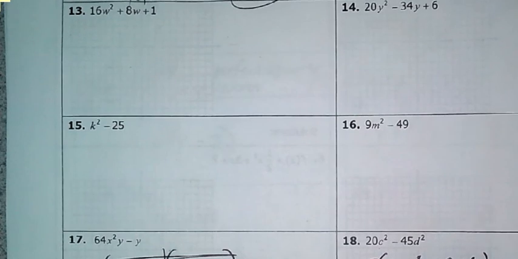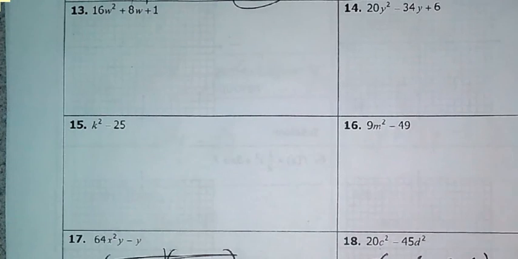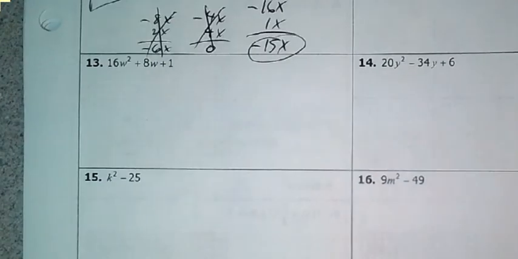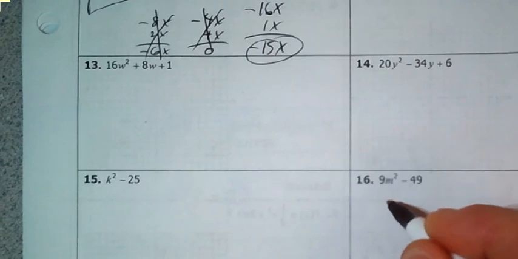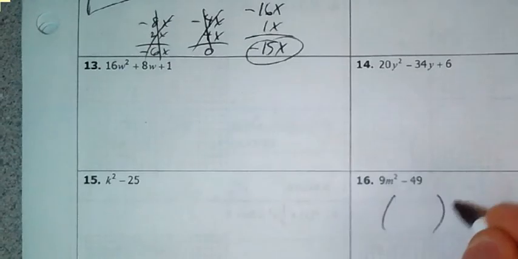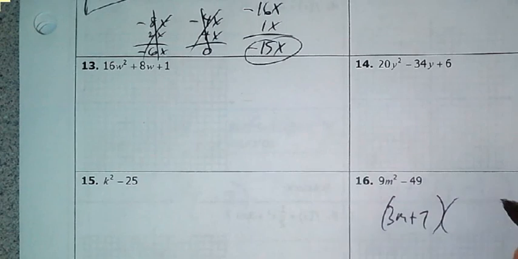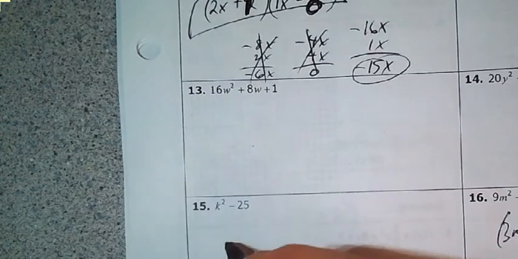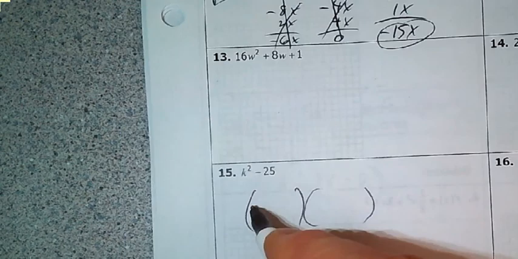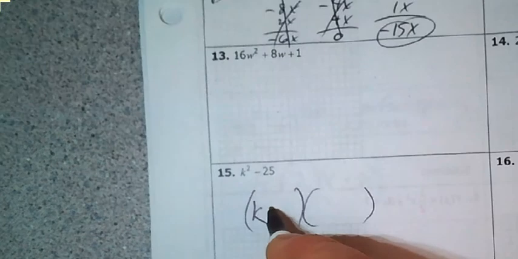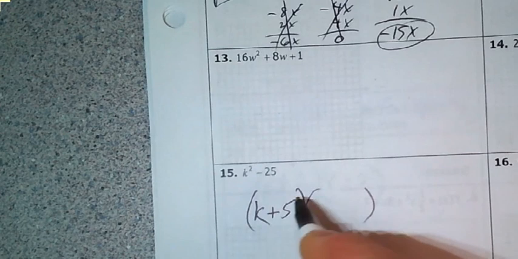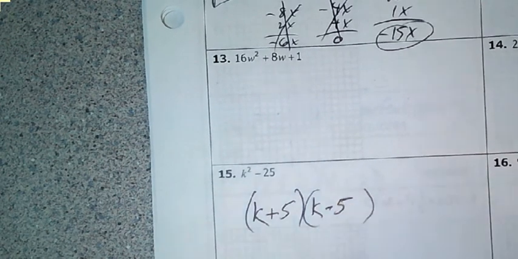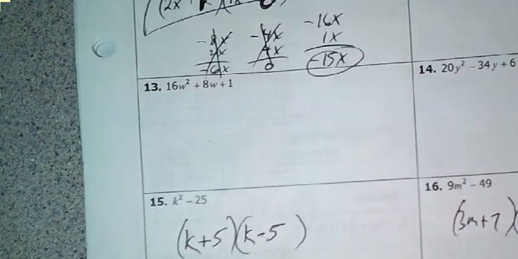Excellent. That's it. All right, Michael, what about 16? Yep. 16 will be mine. 3m plus 7, and then parentheses 3m minus 5. Good. All right, Kel, what about 15? 5a minus 5. Very good. Outstanding. All right, now let's get some more practice.